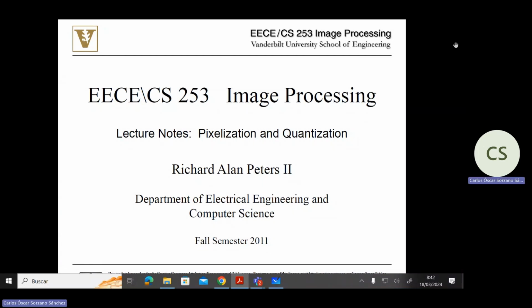Okay, so next topic is about pixelization and quantization. So we will revisit these ideas we already know, but we will revisit this spatial quantization and intensity quantization.